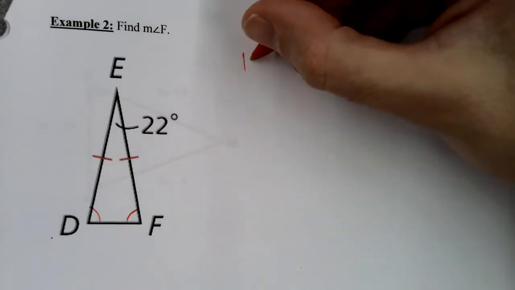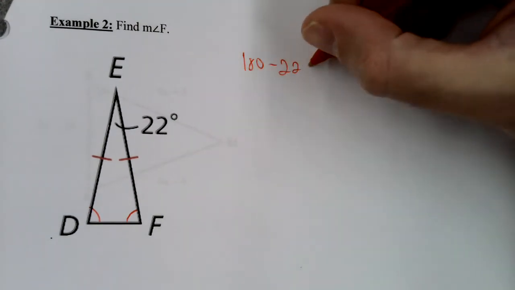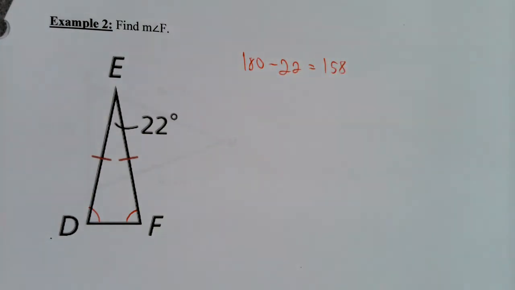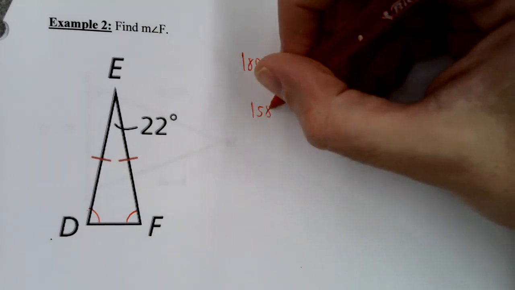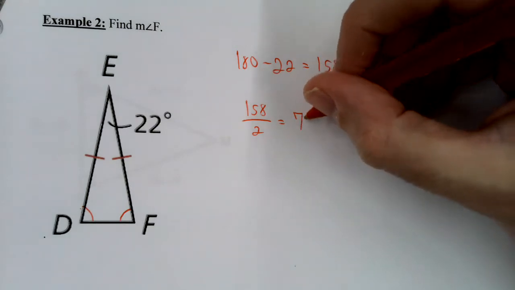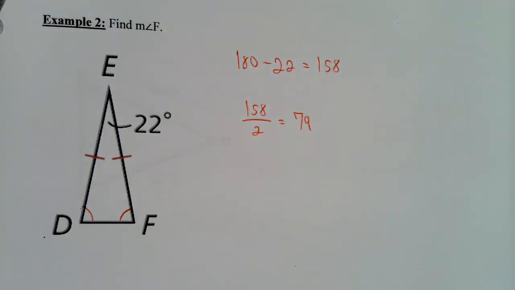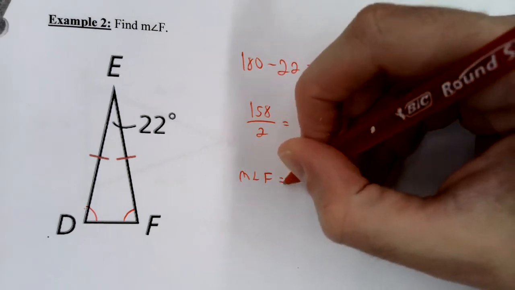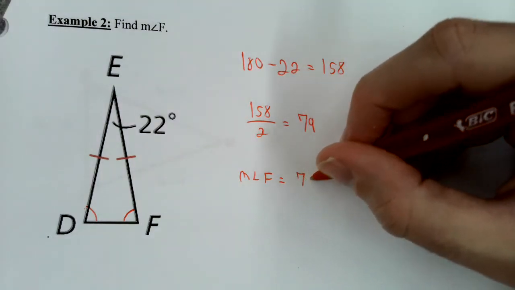So we do 180 minus 22 equals 158. And each of these are the same. So if I do 158 divided by 2, it gives me 79 degrees. So let's write that the proper way. The measure of angle F equals 79 degrees.